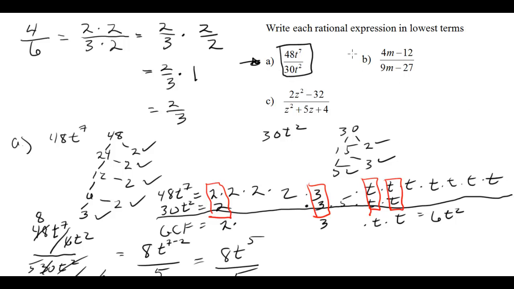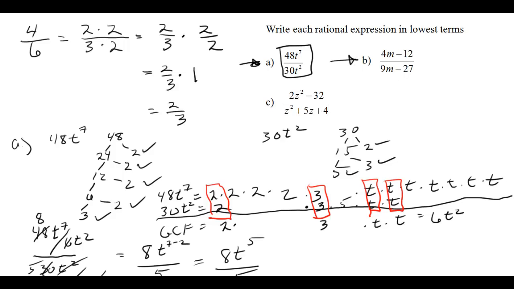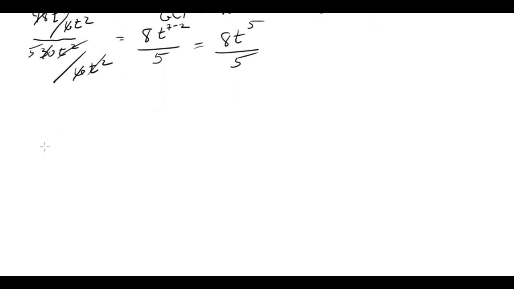Alright, let's do this guy. B, 4m minus 12 divided by 9m minus 27. And this was B. Well, we got to factor it out first. So let's factor it all out. What can I factor out of the top? Out of the top, I can factor out 2. Well, actually, I factor out 4. What am I left with? M minus 3.